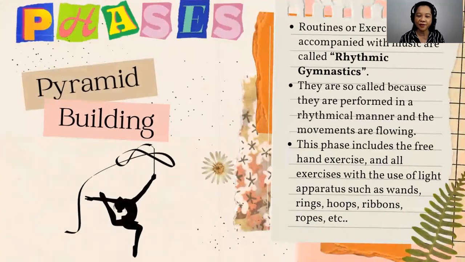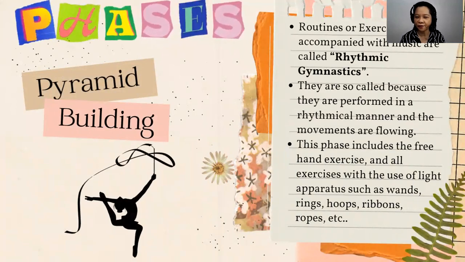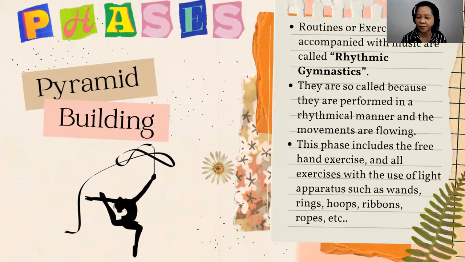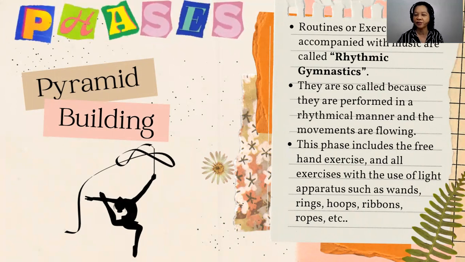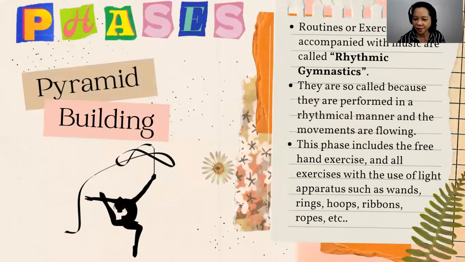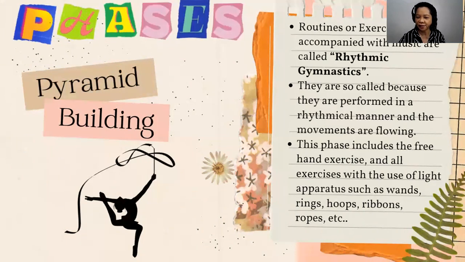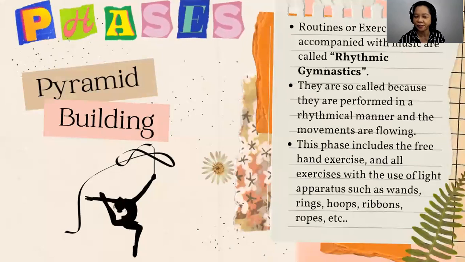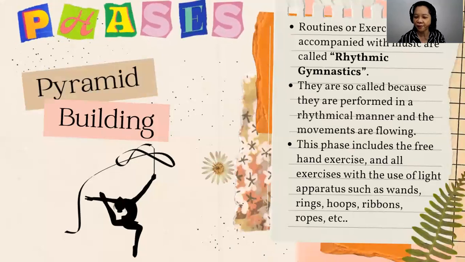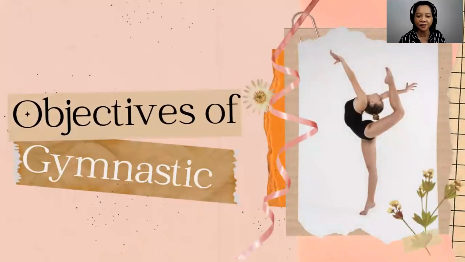Next is the pyramid building. Routines or performances accompanied by music are called rhythmic gymnastics. They are so called because they are performed with music. This phase includes the freehand exercise and all exercises with the use of light apparatuses. Okay, so we have already discussed the objectives of gymnastics.